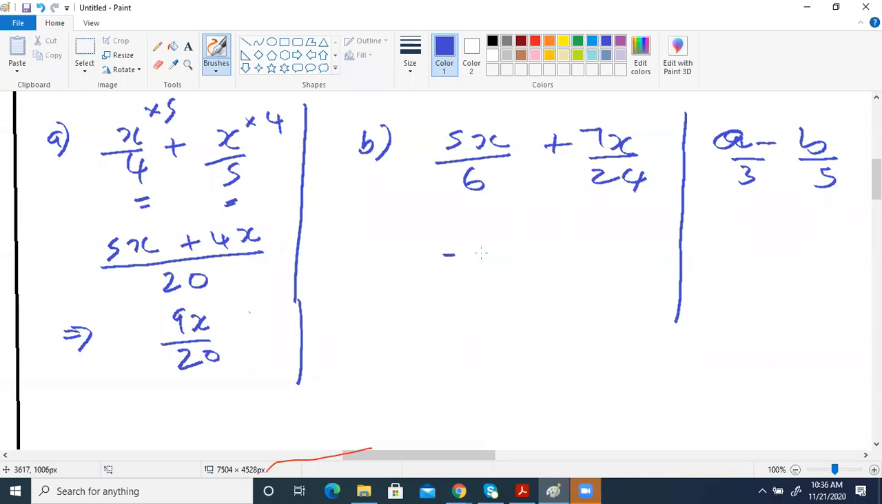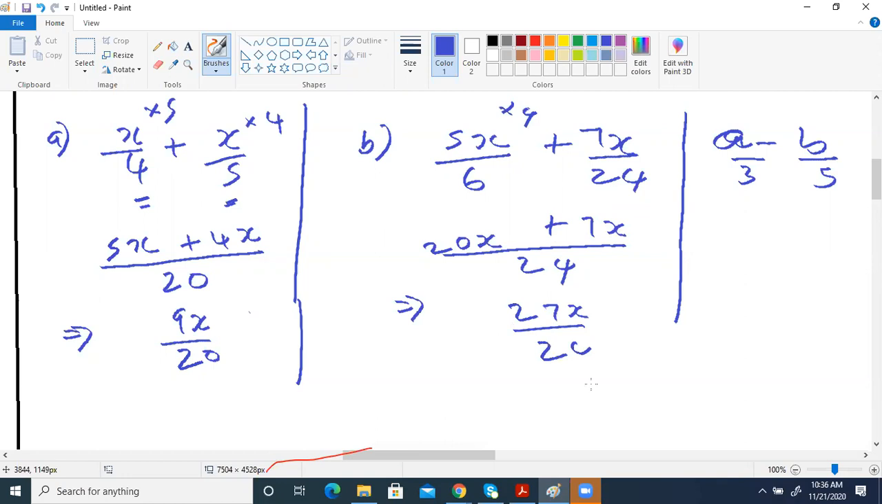Next one. LCM 24. 6 into 24 goes 4, so it's 20x plus 7x. That gives you 27x over 24. Excellent. All right, this one now. LCM 15. It's 5a minus 3b over 15. That's it.